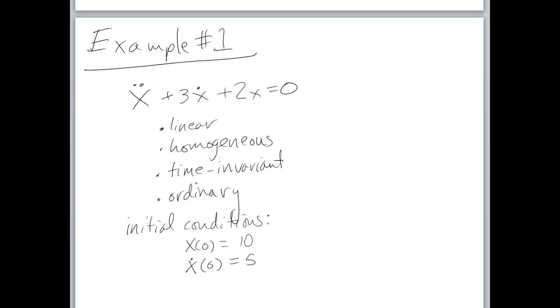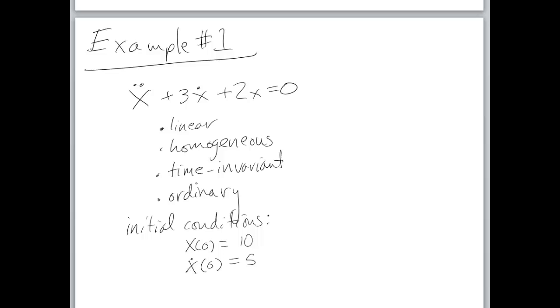Here we have a differential equation, x double dot plus 3x dot plus 2x equals 0. So you can see that this is a linear differential equation. It's homogeneous, time invariant, and it's ordinary. The initial conditions for this example are that x at time 0 equals 10 and x dot at time 0 equals 5. So to give you an example, this differential equation may model a mass spring damper system, which we'll see once we move into the mechanical section of this class.